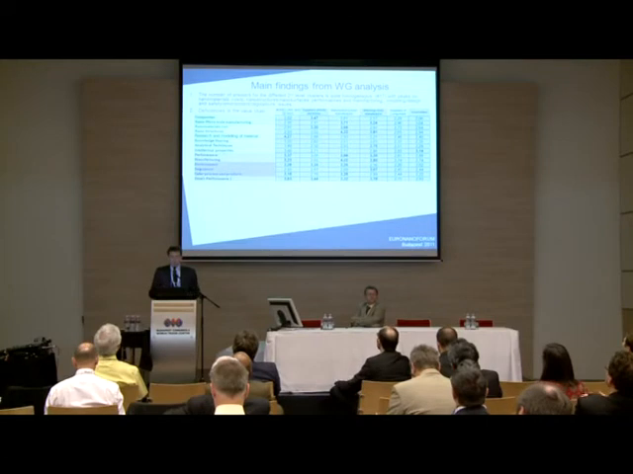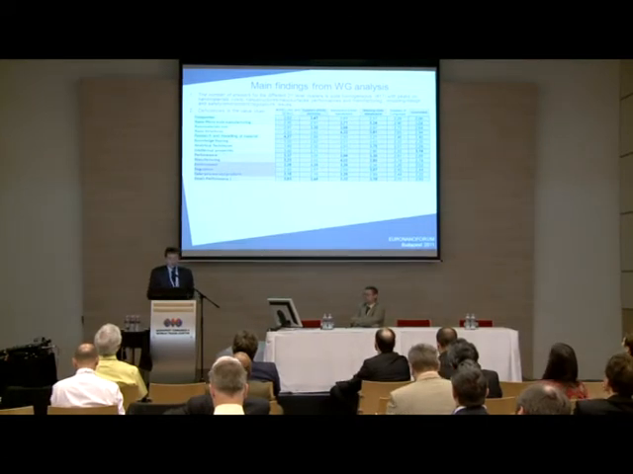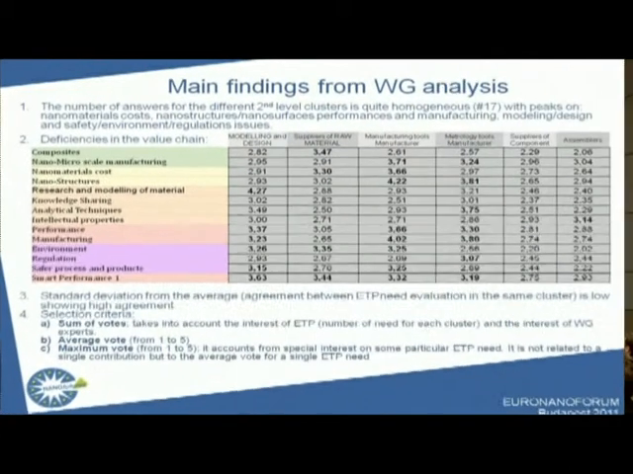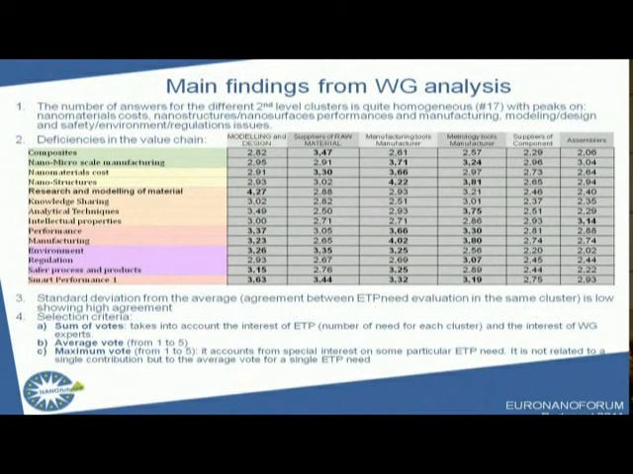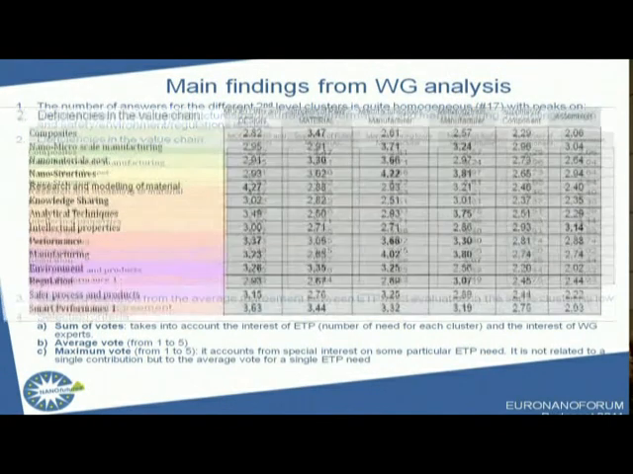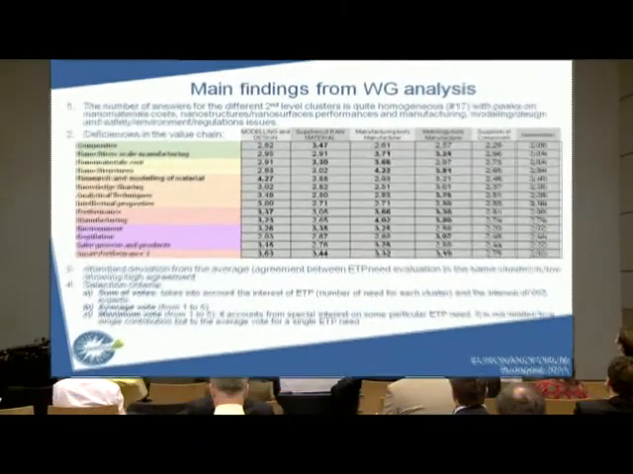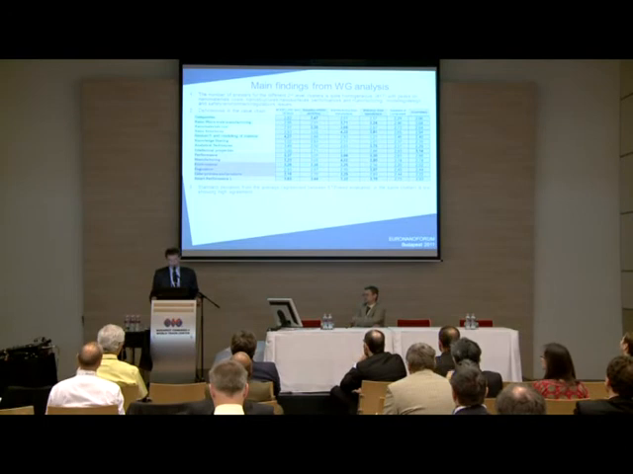So here is the complete picture of the results of the questionnaire. You see again all the different second level clusters, and you see the rank from 1 to 5 in the table, and in bold you can see the main deficiency in the value chain coming out from this questionnaire. What was good in this analysis is that we have a low standard deviation. This means that there is a good agreement between the answers, so the numbers we have are reliable.